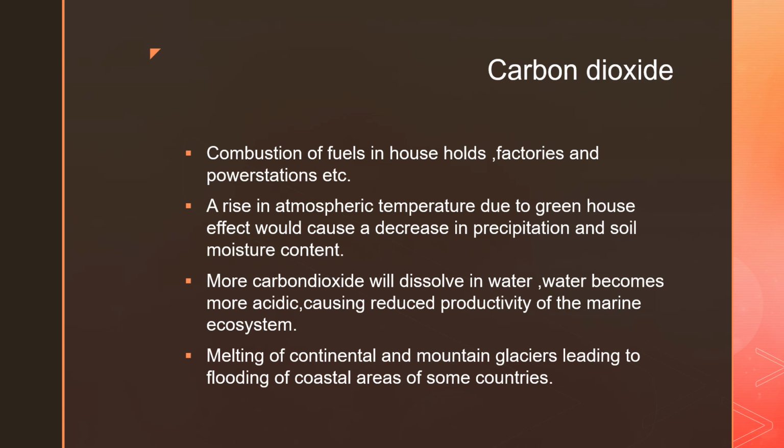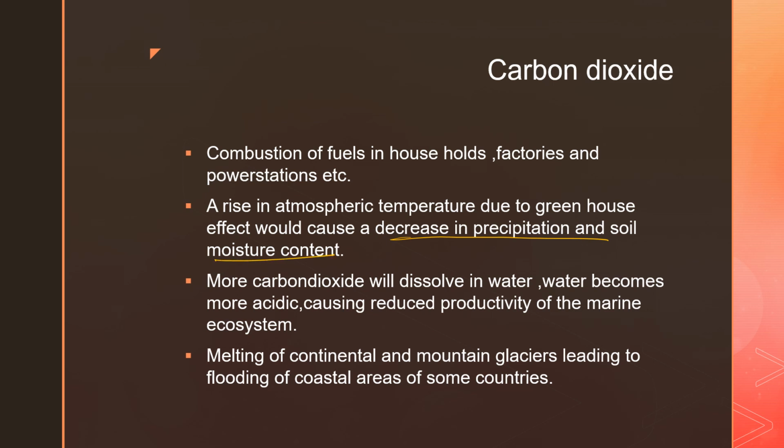But when it crosses its normal limit and is produced in huge amounts, the plants are not able to absorb that carbon dioxide for preparation of food. It is chiefly produced from the combustion in households, factories, power stations and all. Now, a rise in atmospheric temperature due to the greenhouse effect would cause a decrease in the precipitation and soil moisture content.